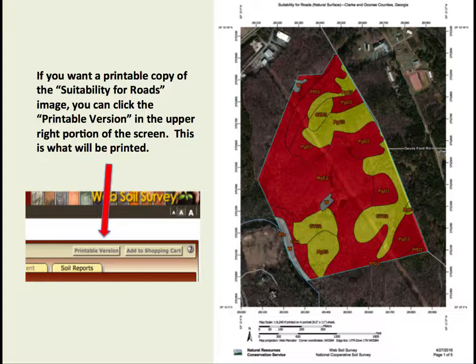If for your own purposes you want a hard copy of the map shown earlier, a printable copy of it, you can go to the printable version button on the imagery and click on that.